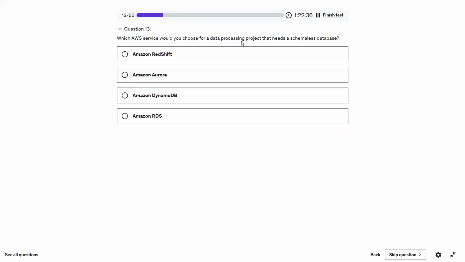Which AWS service would you choose for a data processing object that needs a schemaless database? Schemaless is our DynamoDB.